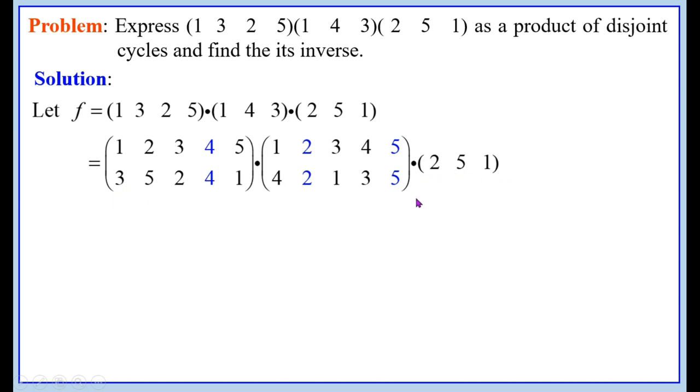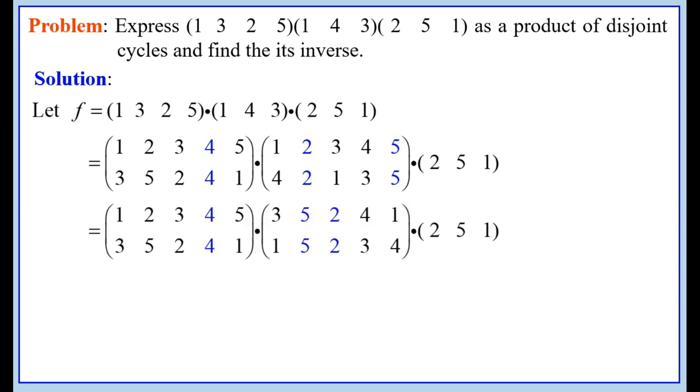First, let us simplify the first two permutations. These two permutations are in product. We know how to multiply the product of two permutations. Therefore, we can write this with the columns of the second permutation rearranged so that the first line of the second permutation is the same as the second line of the first permutation.